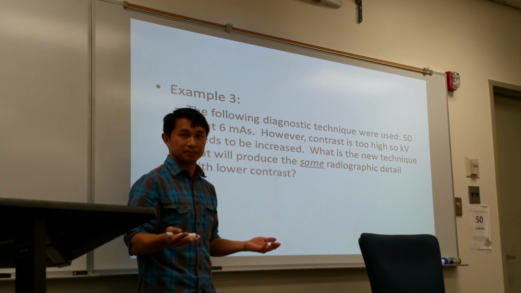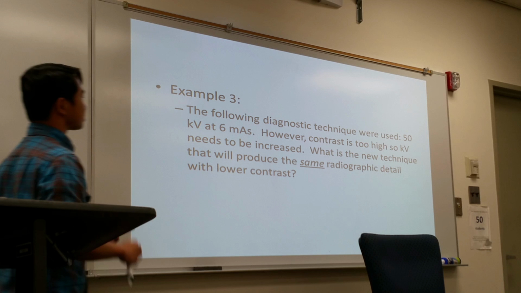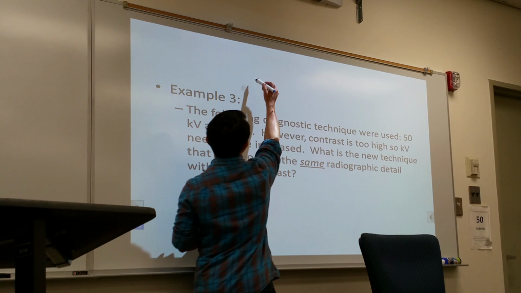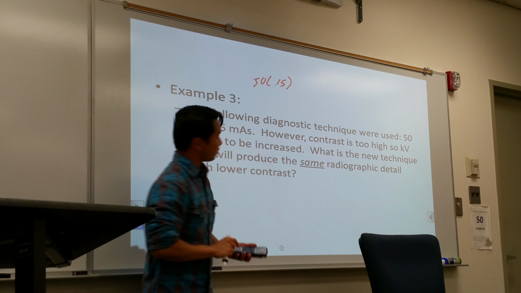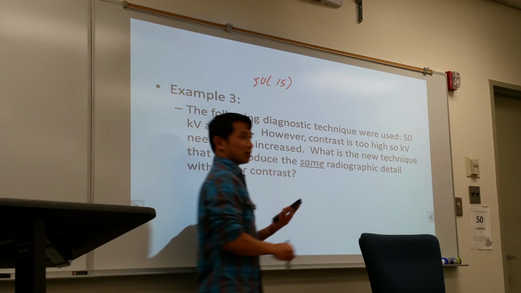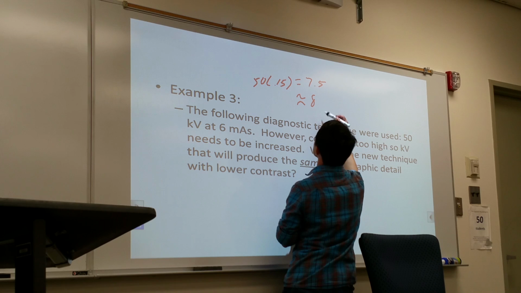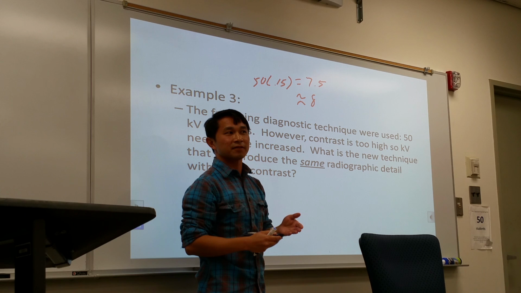So what should we do? For high kV, using the 15% rule, 50 times 0.15 gives me 7.5. I'll just round off to 8. So we have to increase kV by 8 units, so it would be 58. Right.